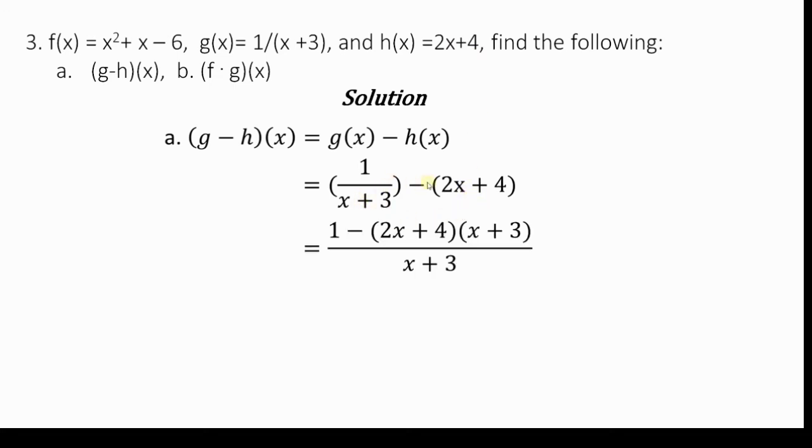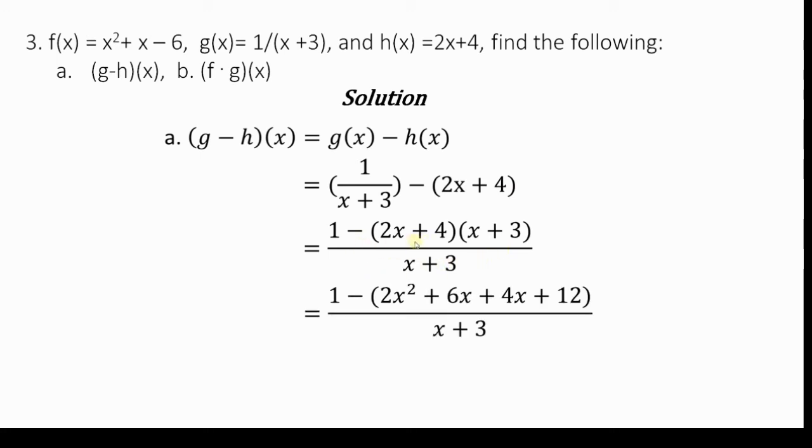So here the least common denominator for these two terms is x plus 3. So we have x plus 3. x plus 3 into x plus 3 is 1. 1 times 1 is 1. Minus. The denominator for 2x plus 4 is 1. So 1 into x plus 3 is x plus 3. So x plus 3 times 2x plus 4 is just 2x plus 4 times x plus 3.